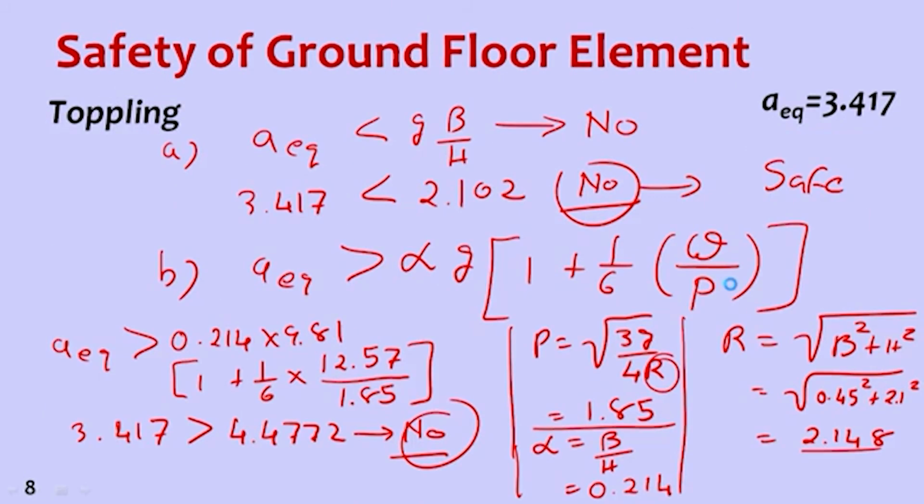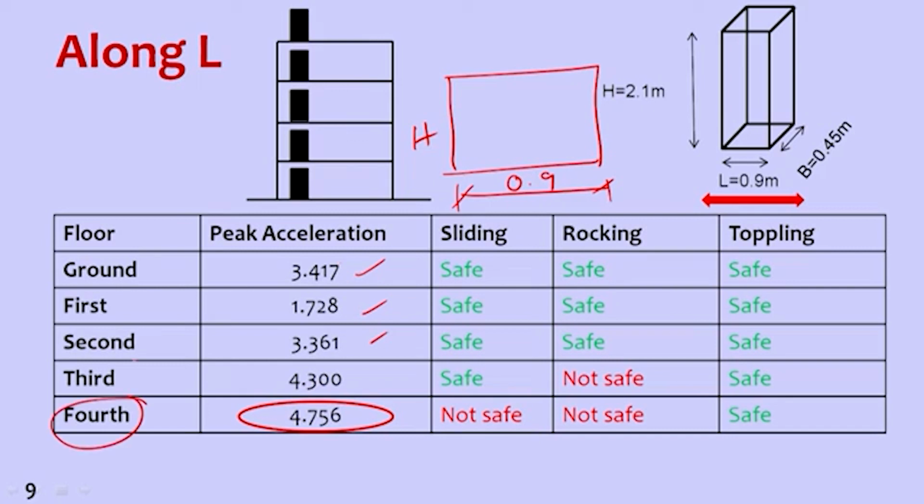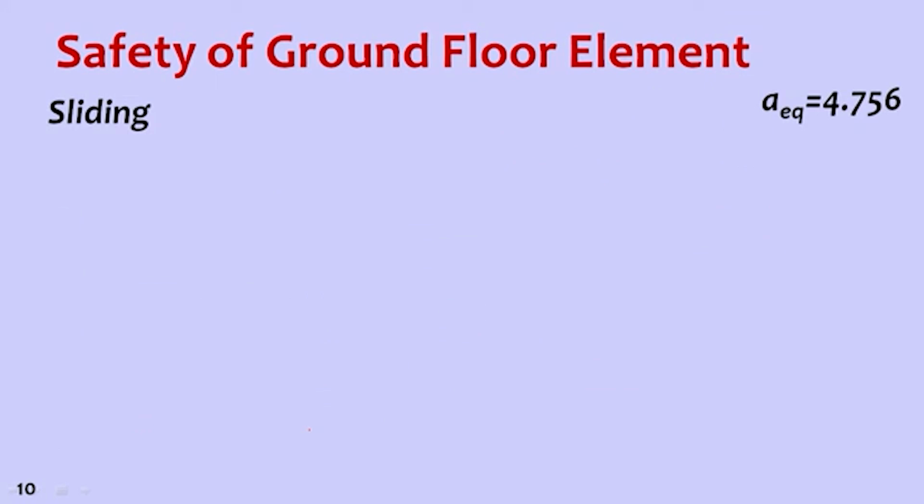Now similarly the same problem, we will consider one more case where our almirah is placed along the longer dimension. So now we have the greater L, it is placed along L. L is nothing but 0.9 meter, and here we have H. So the case is same. Here the PGA values for all the floors are given. Earlier we selected the case for the ground floor. Now I will consider the case for the fourth floor. Now PGA is given as 0.4756. So we will check it for sliding.